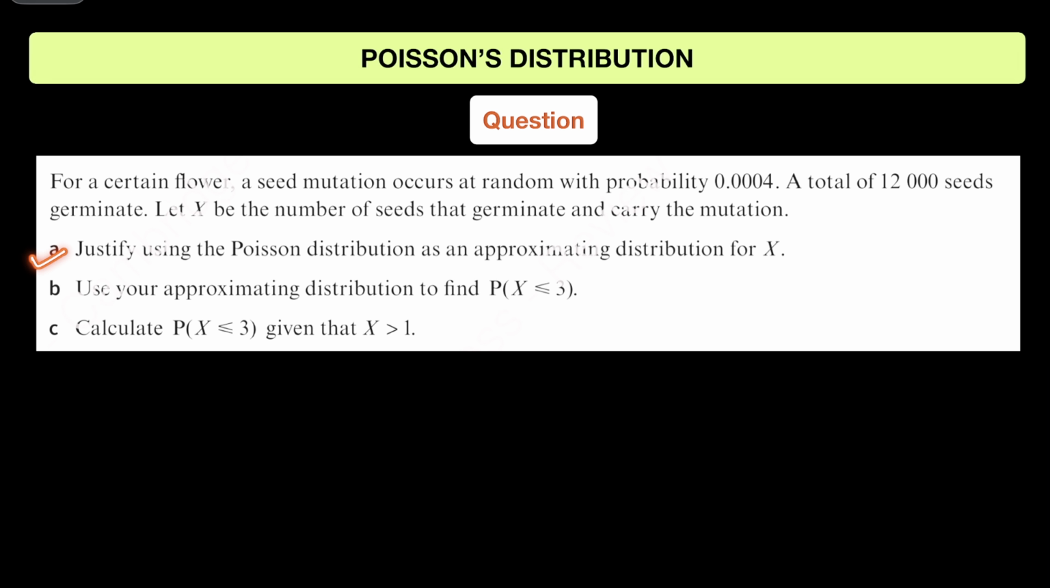Now part 1 of it says justify using the Poisson distribution. So they already stated that the given question needs to be done with the Poisson distribution as an approximating distribution for X. In part B, they want you to use your approximating distribution to find the probability of X less than or equal to 3. And part C is very important, because in part C they want you to calculate the probability of X less than or equal to 3 given that X is greater than 1. This is actually a question based on conditional probability. So this is a very good level question.